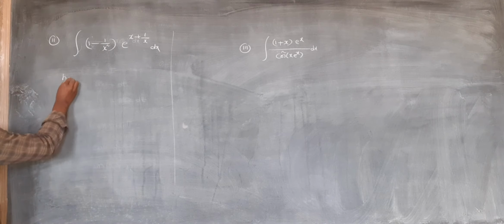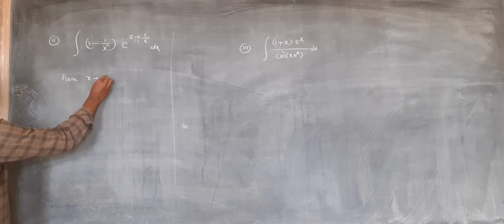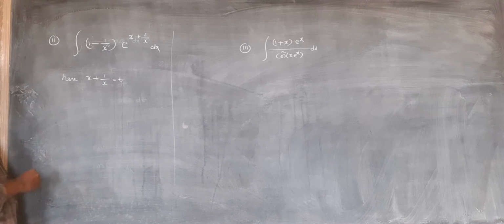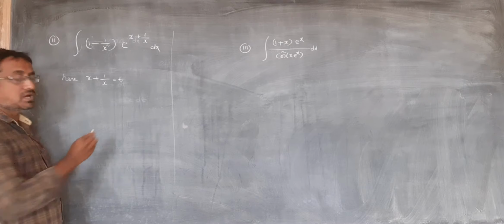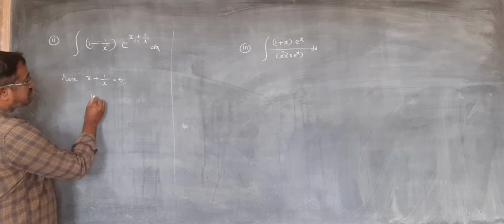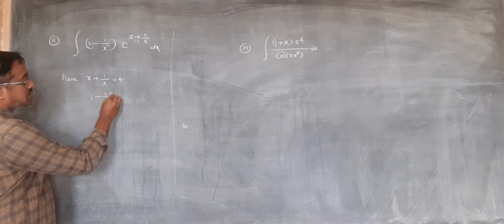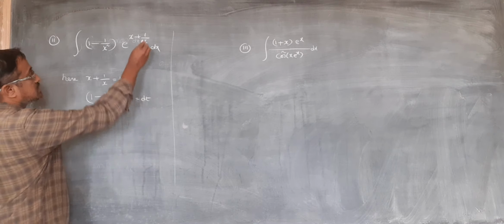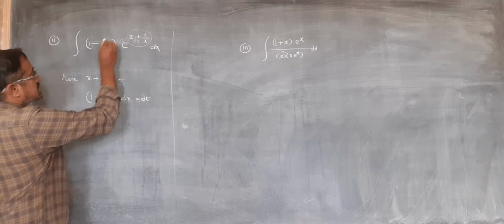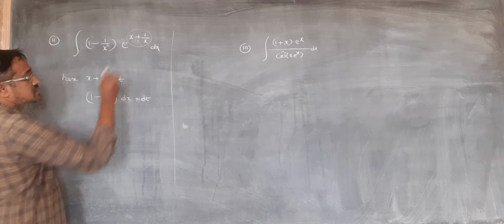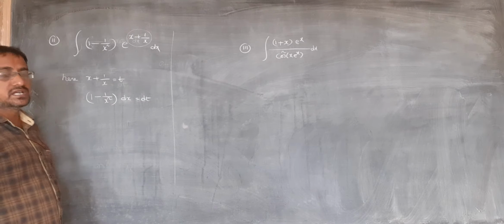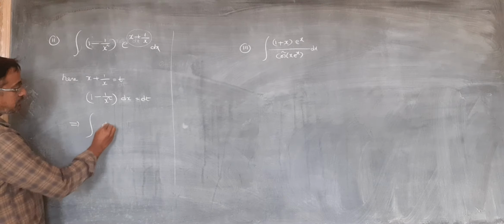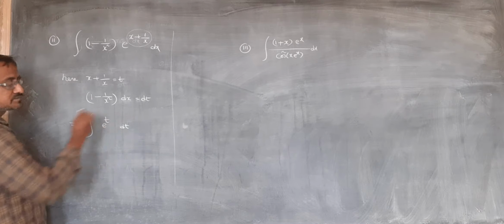Now here, x plus 1 by x is equal to t. Then its derivative: derivative of x is 1, derivative of 1 by x is minus 1 by x square. So 1 minus 1 by x square dx is equal to dt. So if we take x plus 1 by x as t, then 1 minus 1 by x square dx can be taken as dt. So the given problem is integral e power t dt.